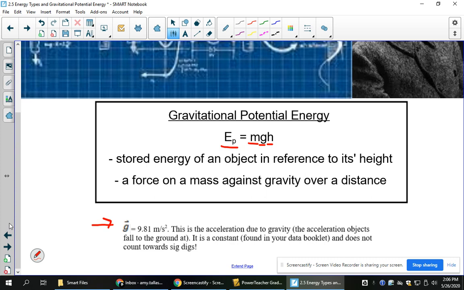So to make things simple in Science 10, we just use the average acceleration due to gravity on Earth as 9.81. This is a constant. It's found in your data booklet and on your formula sheet, although we'll use it so much that you'll memorize it. Since it's a constant, it's not going to count towards your sig digs. Remember, every answer you have in physics is written to the right number of sig digs. 9.81 will never be a number that you use to figure out sig digs.